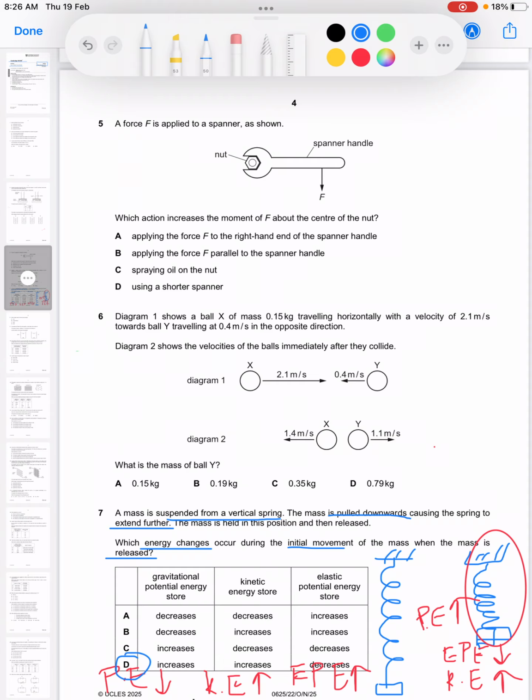Is it clear? I hope it is clear how elastic potential energy is decreasing because it is released from the extended position, right?